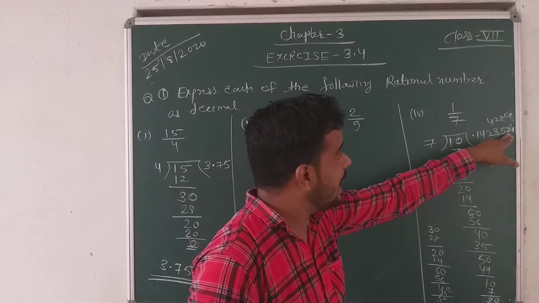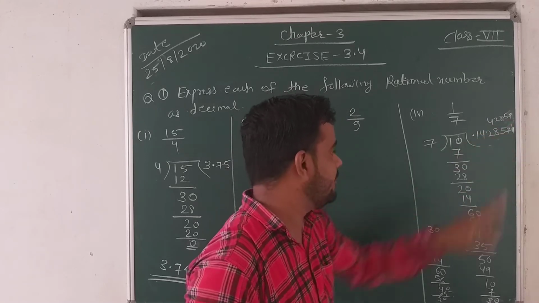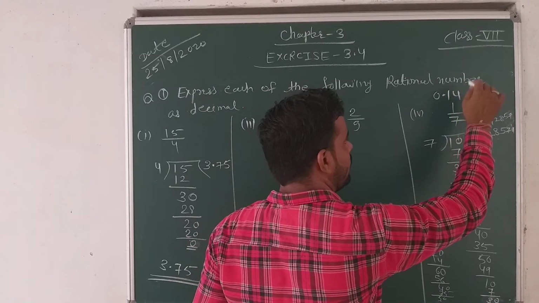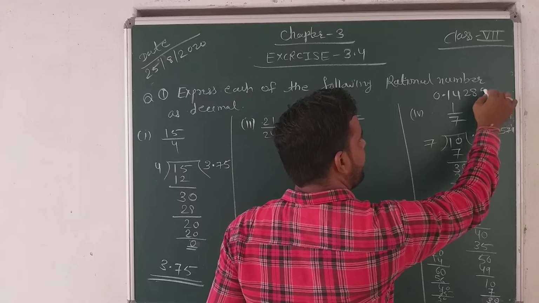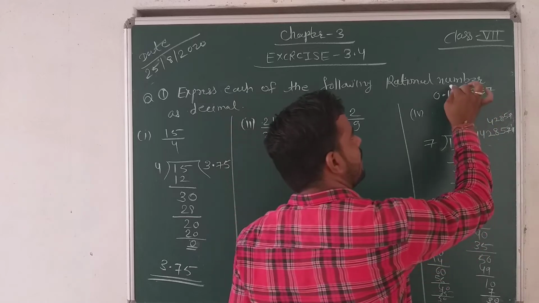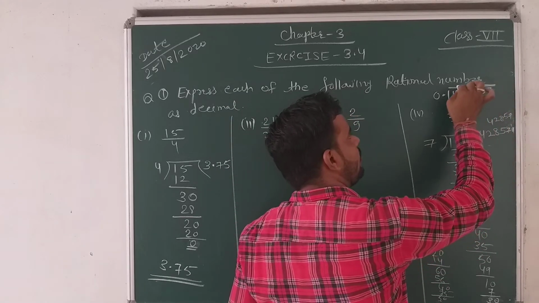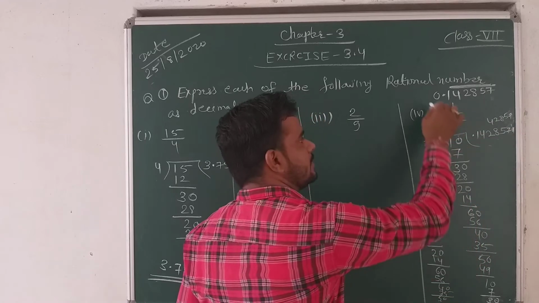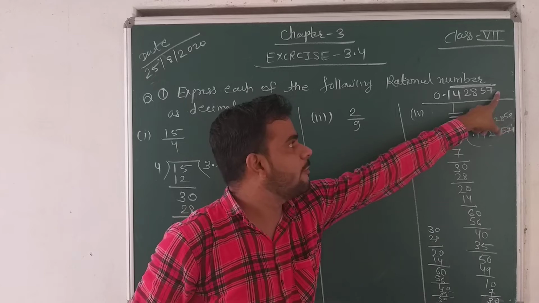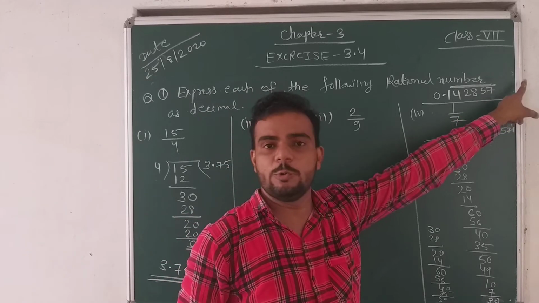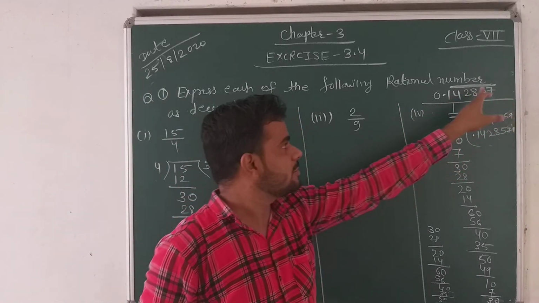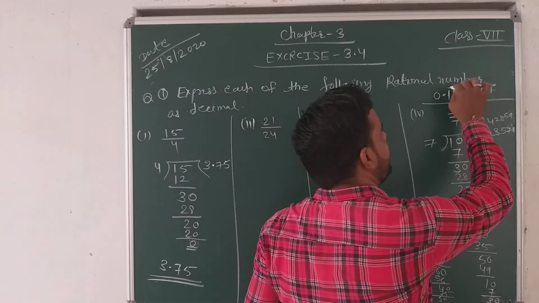0.142857. Afterwards again 142857. It means you can say that the decimal expression of this number is 0.142857. After the 7 the digit is repeating, so one symbol is there, bar. This line is called bar. So this is your answer. Okay, decimal expression. Bar means again we have to start from 142857. Again these numbers only came. Okay, so we will put a bar. This line is called bar.